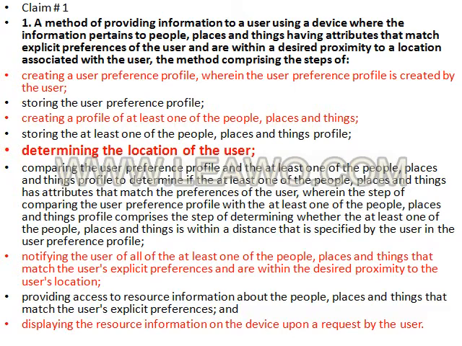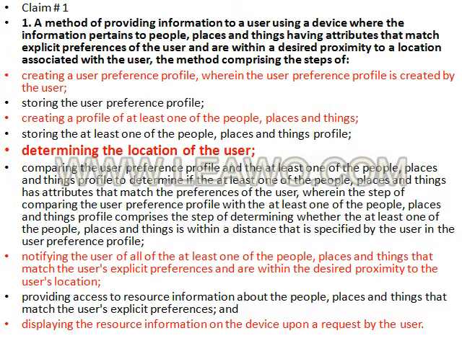Notifying the user of all of at least one of the people, places, or things that match the user's explicit preferences and are within the proximity of the location. So basically, when you pull up your app, you create the profile, then you put your preferences on it. Based on your location, when it finds one of the things from your preference that's within your proximity, it'll notify you.